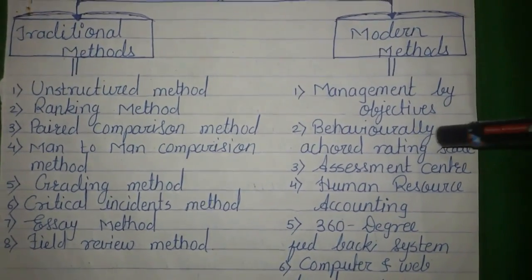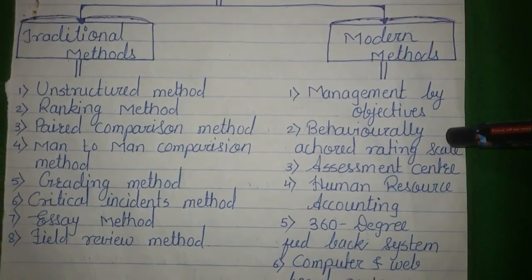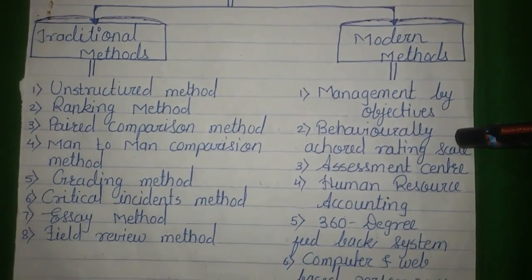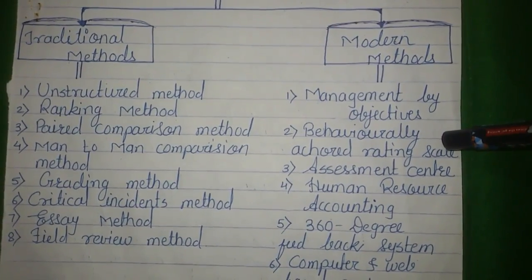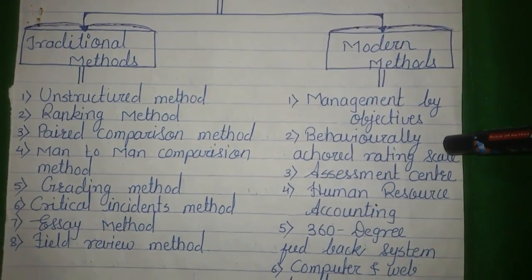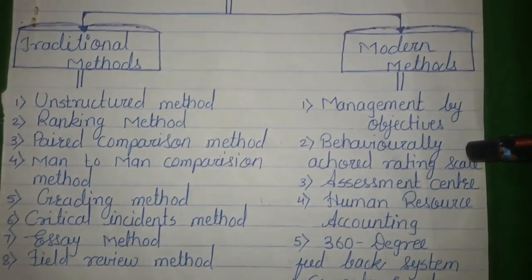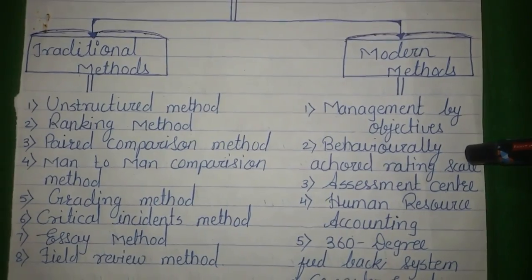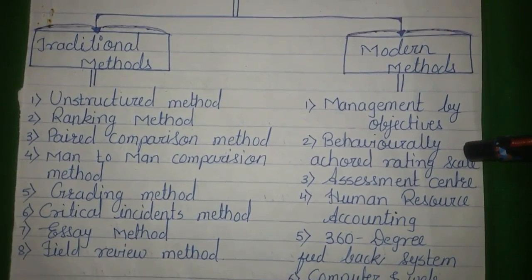Next, behaviorally anchored rating scale. The name itself suggests behaviorally anchored rating scale. We are going to rate the behavior of an employee in an organization. How he is in an organization. For example, how conscious he is about the changes in an organization, about the skills in the organization. These are the different qualities which reflect his behavior. This we are going to measure.